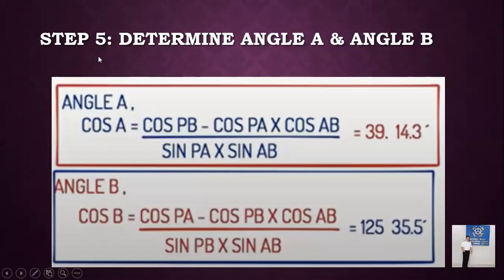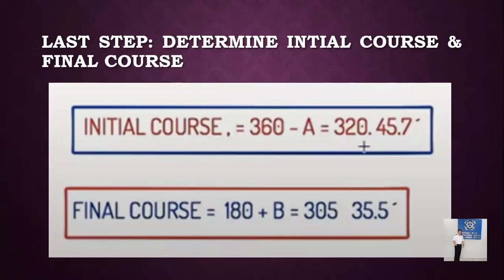Next, step five, is to determine angle A and angle B. For angle A, cosine A equals cosine PB minus cosine PA times cosine AB, over sine PA times sine AB, which is equivalent to 39 degrees 14.3 minutes. Angle B: cosine B equals cosine PA minus cosine PB times cosine AB, over sine PB times sine AB, which is equivalent to 125 degrees 35.5 minutes. Why did we solve for angle A and angle B? Because we have to determine the initial course and the final course, which is step six, the last step.